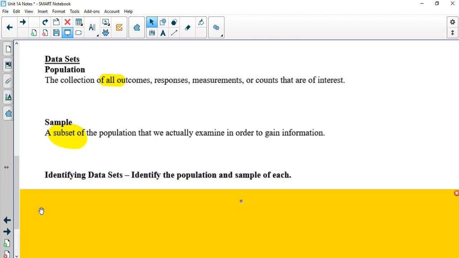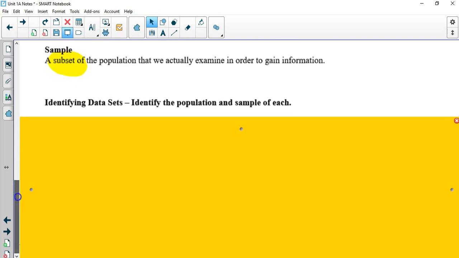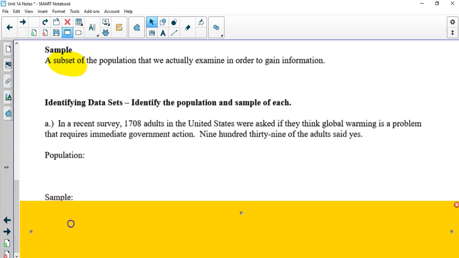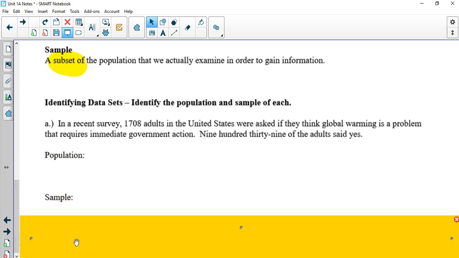Now, identifying data sets. We're going to identify the population and the sample of each. Okay, so in a recent survey, 1,708 adults in the United States were asked if they think global warming is a problem that requires immediate government action. 939 of adults said yes. So think about that for a second. What is the population and what is the sample? Okay, so what are we looking at? What's a common word we see throughout this?